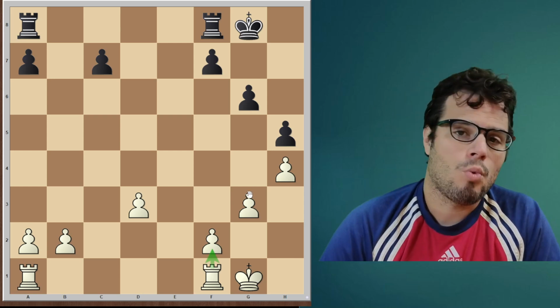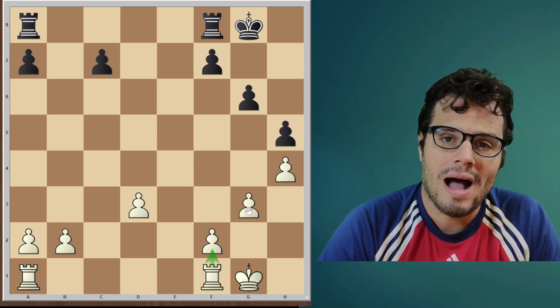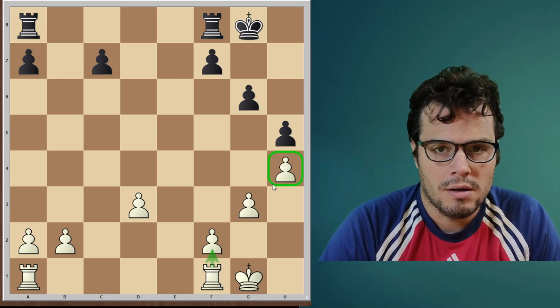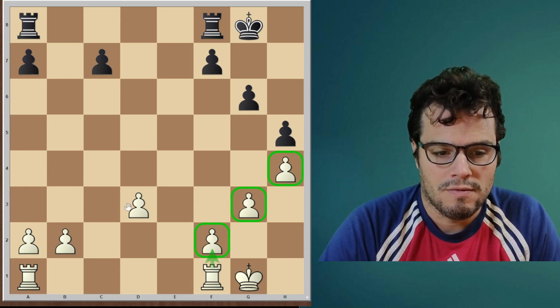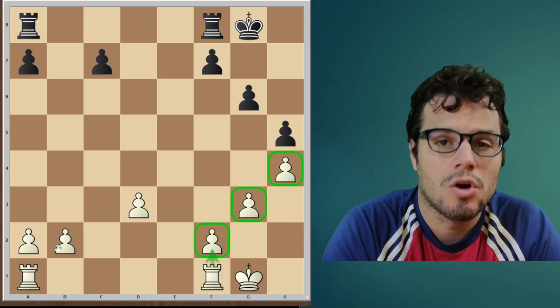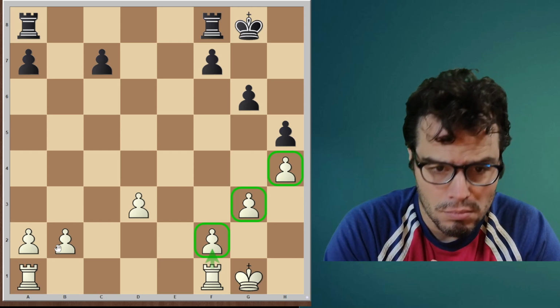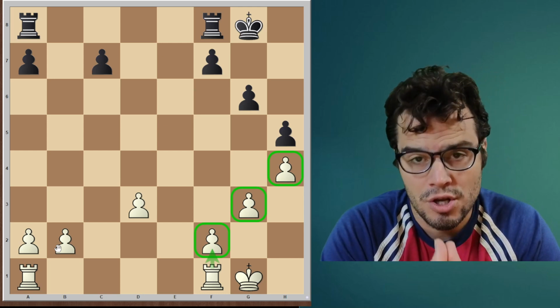But if I'm looking from white's perspective, we're going to start from white's perspective. How many closed files do I have in this position? 1, 2, 3, 4, 5, 6. I have 6 pawns, so I have 6 closed files. Now, why is that important? Because closed files tell you where not to put your pieces.